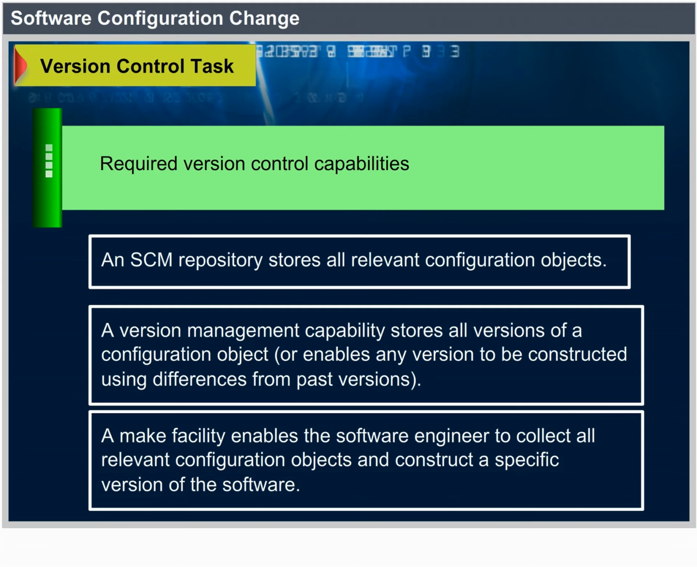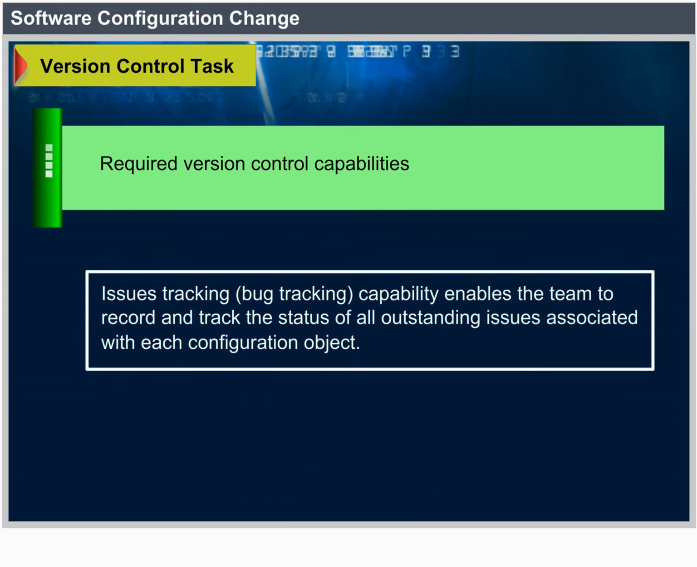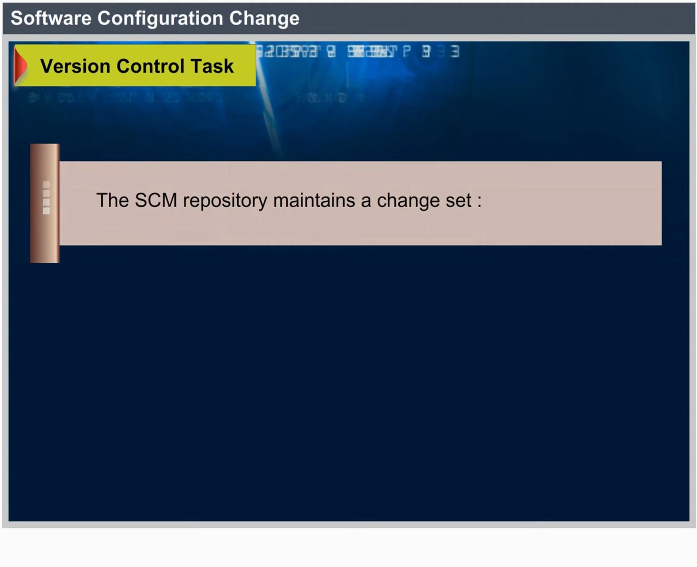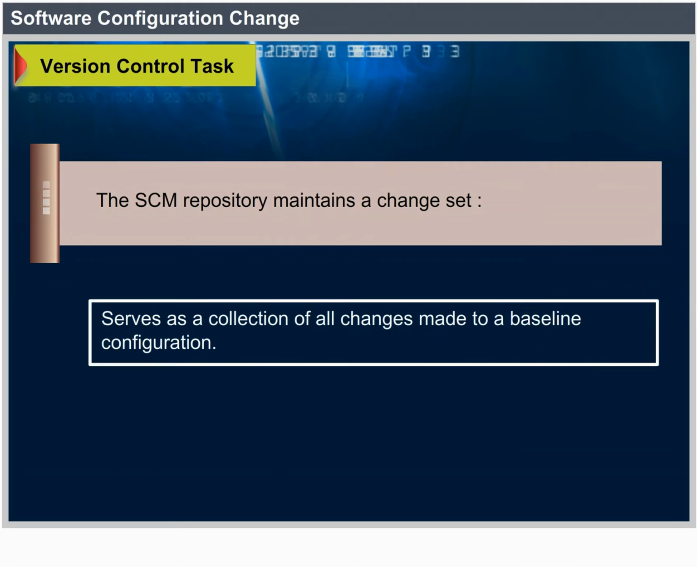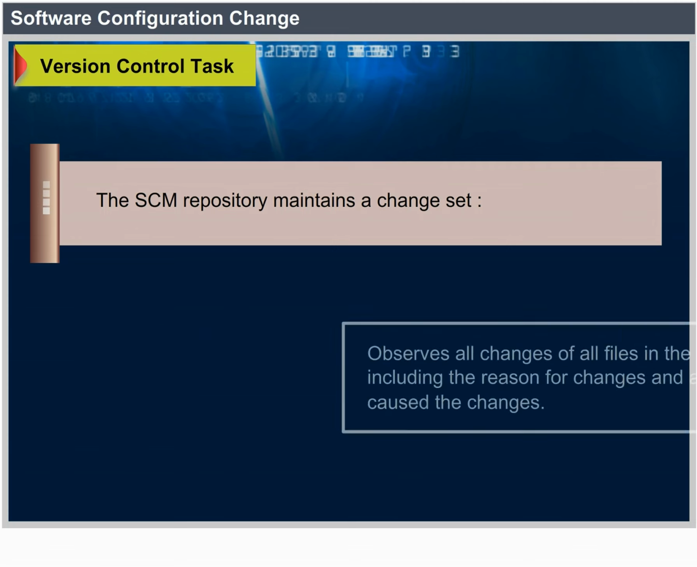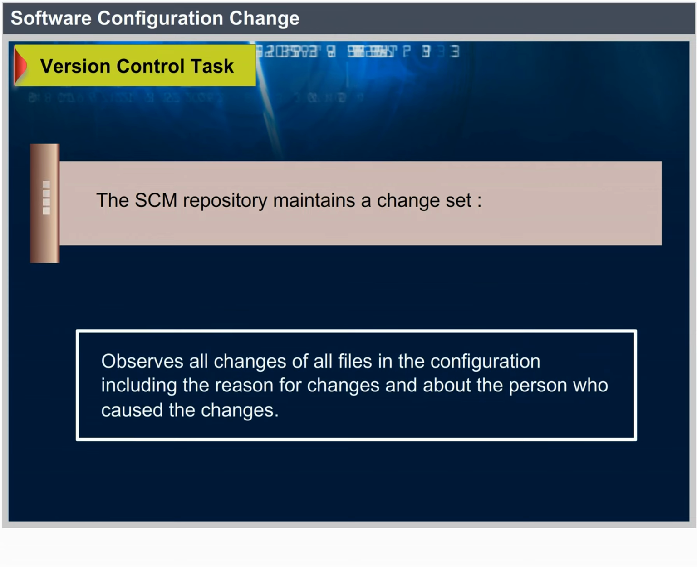Issues tracking: a bug tracking capability that enables a team to record and track the status of all outstanding issues associated with each configuration object. The SCM repository maintains a change set, which serves as a collection of all changes made to a baseline configuration and is used to create a specific version of the software. It captures all changes to all files in the configuration, along with the reason for changes and details of who made the changes.